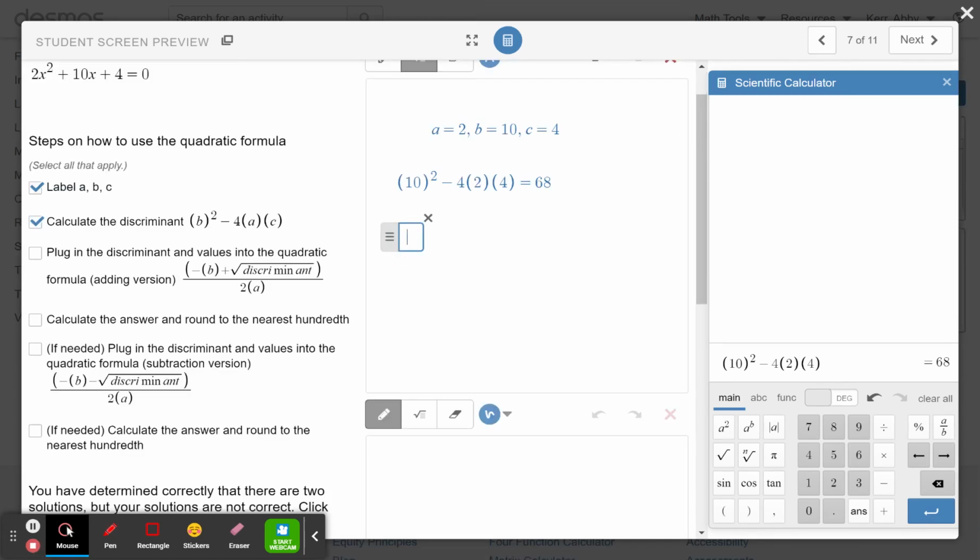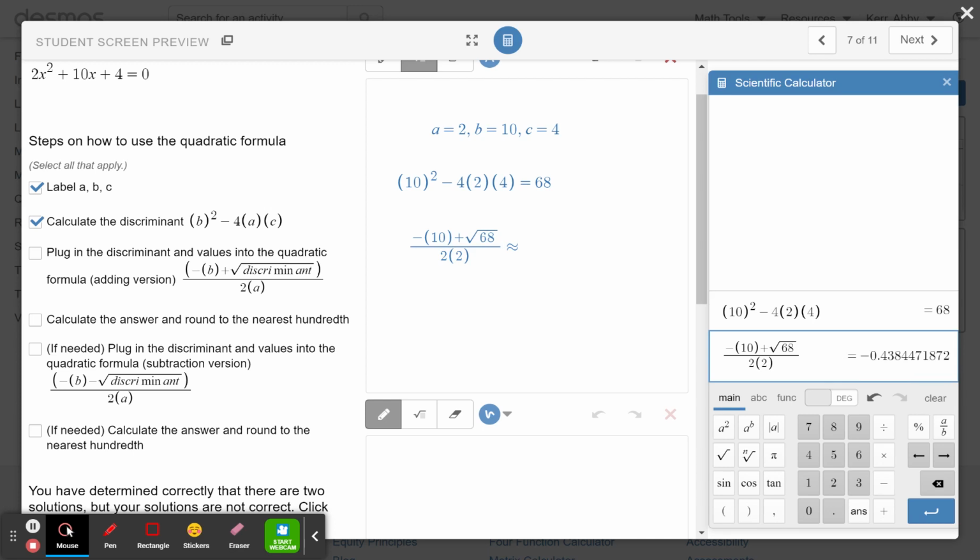Now that we have the 68, we want to hit divide. Opposite of B, which is 10, the plus version, square root, SQRT, 68, and then 2 times A. Now to get the approximation symbol, you have to hit Shift and squiggly line, it's right next to the 1. You don't have to, you can just keep writing the equal sign. So that is about negative 0.44.